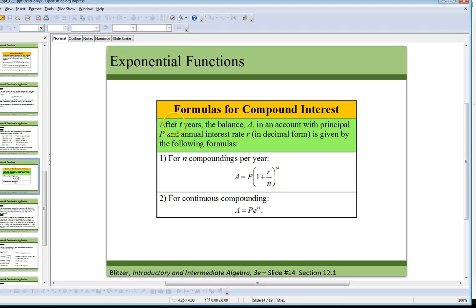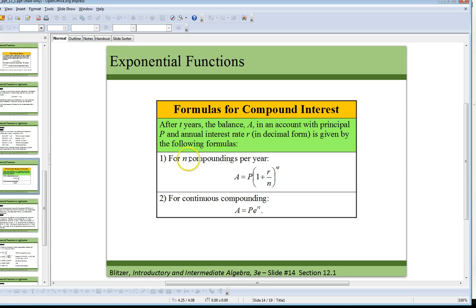So if, for example, you invest or borrow money for, say, t years, the balance A in an account after those t years, when you borrow an initial value P, right? The principal is P. That's how much you initially borrow or invest. At an annual interest rate, little r, as a decimal. So for example, if r is 5%, you would have to write r as 0.05. And we have the following formulas.